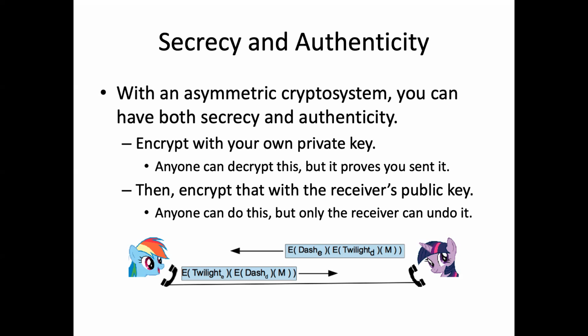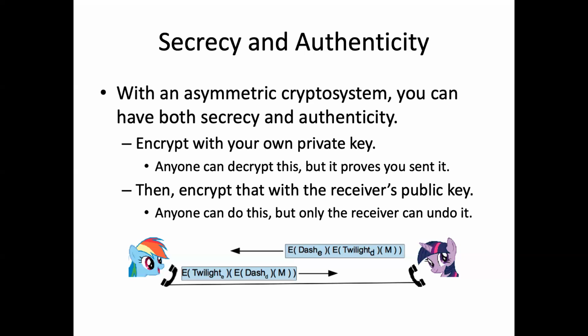You can have authenticity by using the public key system backward. When Rainbow Dash sends out a message, if she encrypted it with her private key, then anyone could decrypt that, since a message encrypted with Dash's private key only decrypts with Dash's public key. So encrypting with the receiver's public key generates an encrypted message that only the receiver can decrypt. Sending a message encrypted with the sender's private key generates a message that plausibly only that person could have sent, but anyone could decrypt it. So if we want secrecy and demonstration of authenticity, we can just do both.